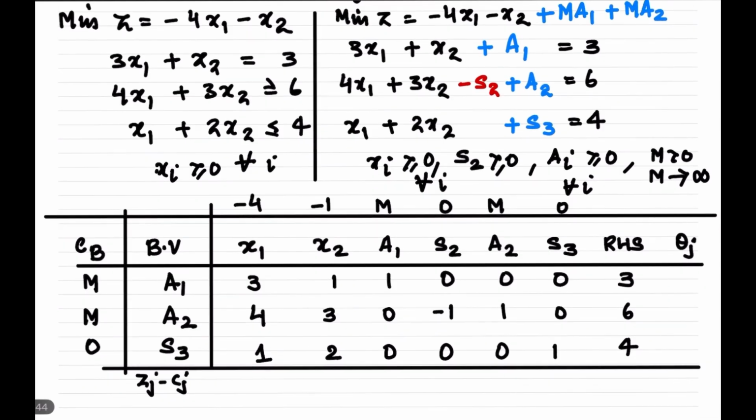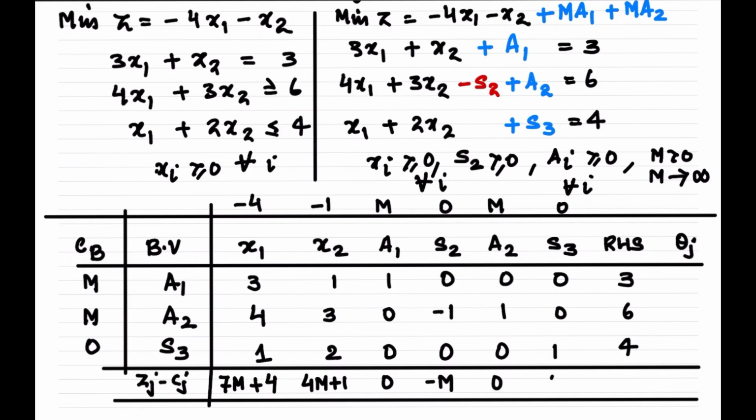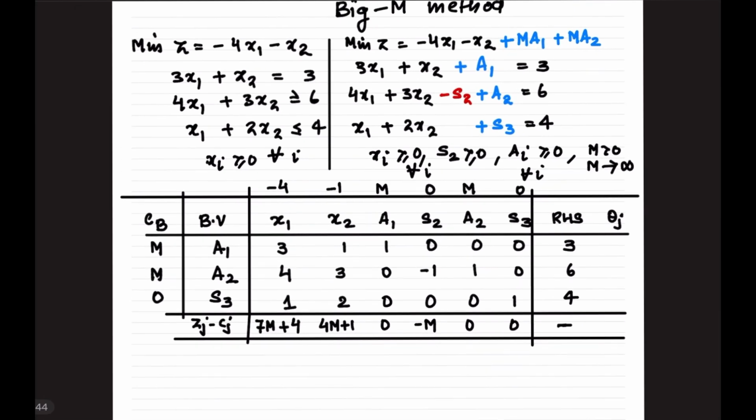Zj minus Cj comes out to be, the first is 7M plus 4. The next is 4M plus 1. The next is 0. The next is minus M. The next is 0. The next is 0. Z value, do not calculate.